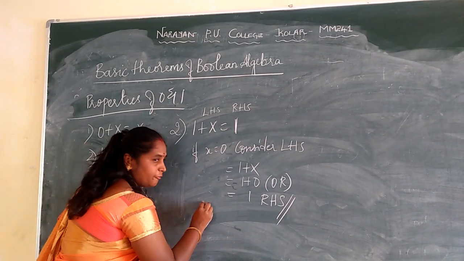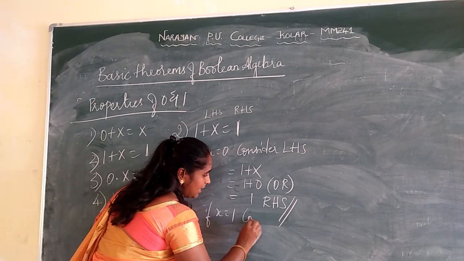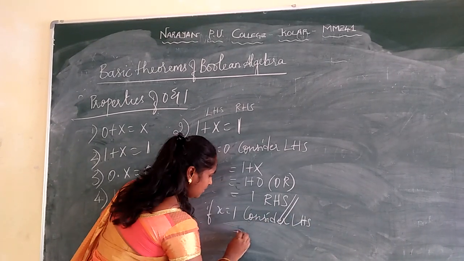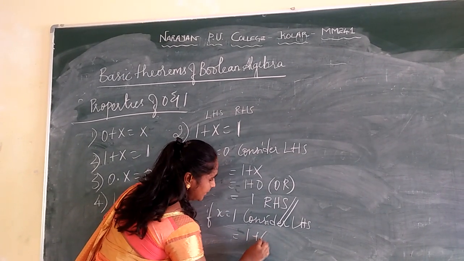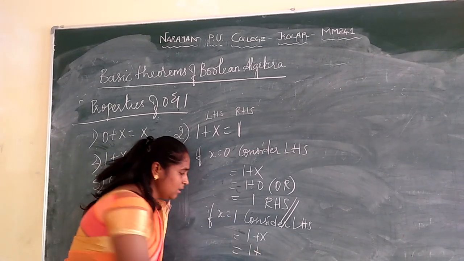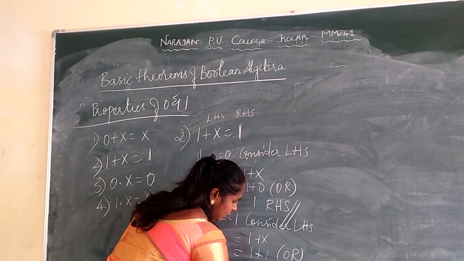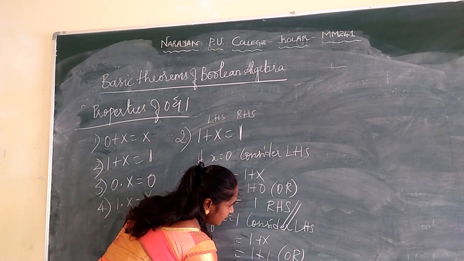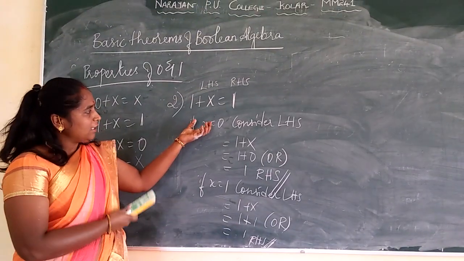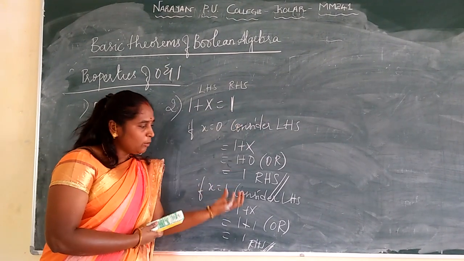Next, if x is equal to 1, consider your LHS, that is 1 plus x. So, in place of x, we are going to substitute 1. 1 plus 1 is nothing but 1 according to your OR relation. Again, RHS is being proved. So, for both the values of the variable, zeros and ones, your RHS is being proved.